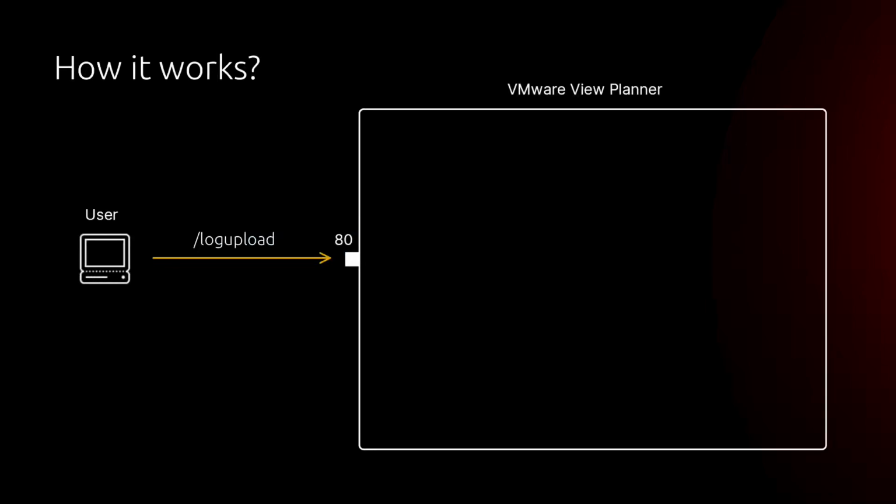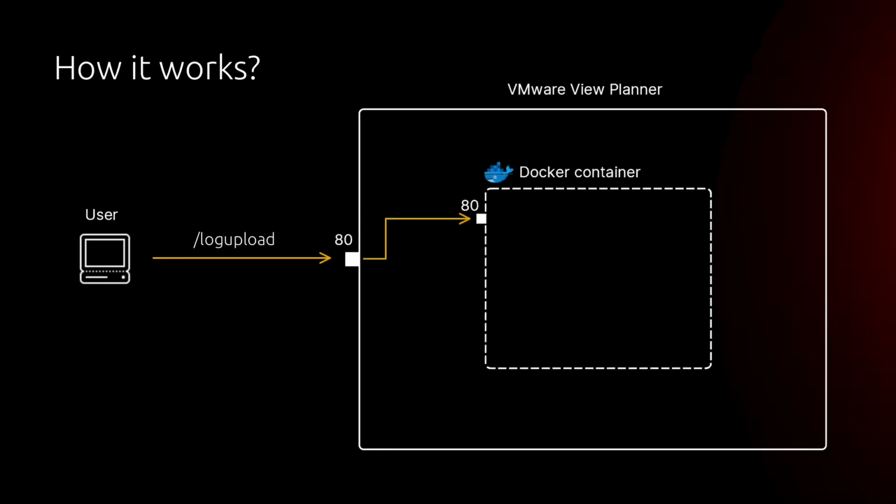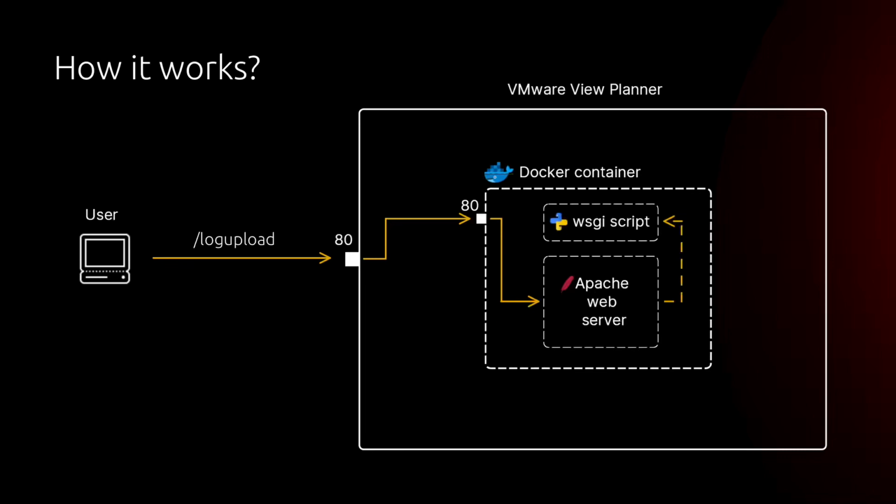We have drawn up a small schema for understanding how the GET request for the path /log_upload is handled. The HTTP request comes to the external port 80 on the VMware View Planner server. The external port 80 is the same as port 80 on the Apache Server Docker container. The Apache server inside the Docker container forwards the HTTP request to the WSGI Python script, and the script log_upload_wsgi handles the request. Next, we started analyzing the script log_upload_wsgi.py.